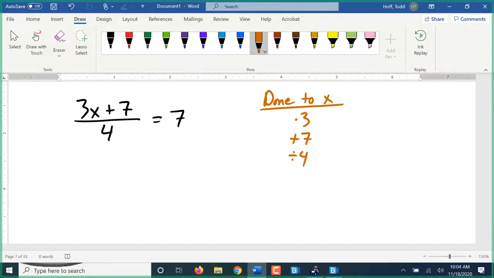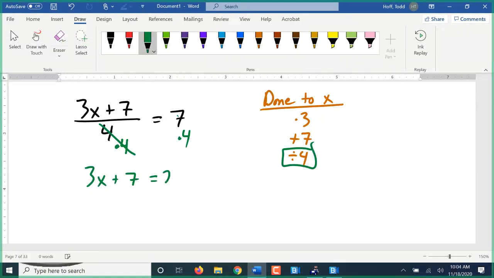So it just adds a step that was done in building this equation. So it adds a step we'll have to do to take it apart. Remember, we take off the last piece that was put on first. That was dividing by 4, so we're going to multiply by 4 to take that piece away. Remembering to multiply by 4 on the other side. 3x plus 7 equals 7 times 4 is 28.